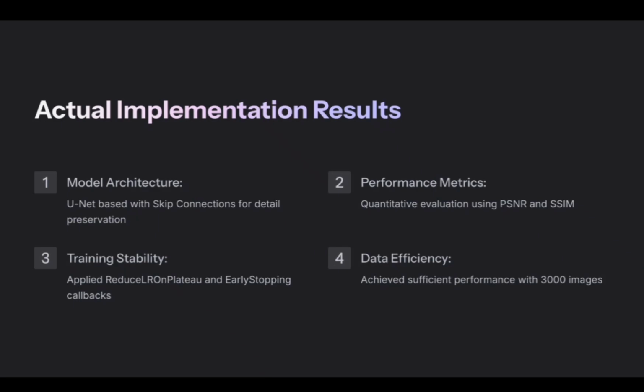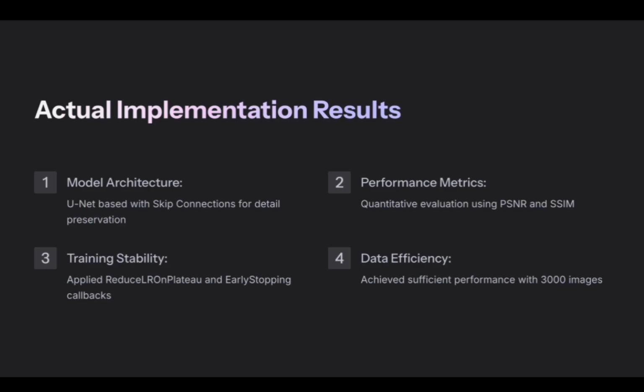Here are our actual implementation results. By applying skip connections to the encoder-decoder architecture, we preserved fine image details while improving color restoration performance. For performance evaluation, we used PSNR and SSIM metrics. PSNR measures image quality similarity between original and colorized images, while SSIM evaluates structural similarity and visual quality. These metrics enabled quantitative validation of our model.